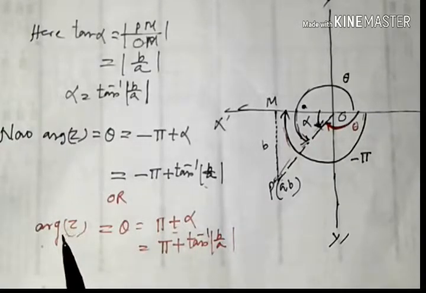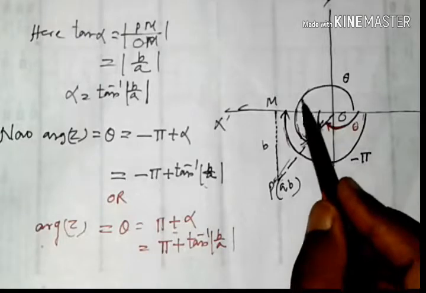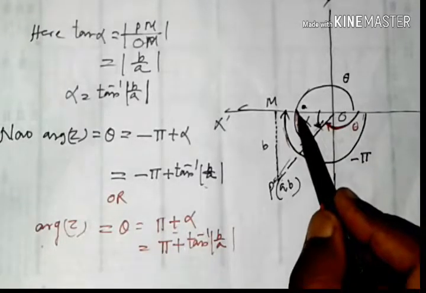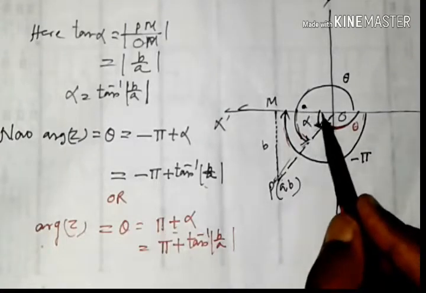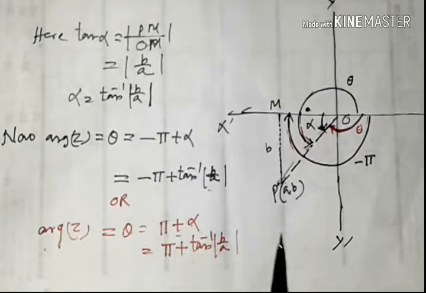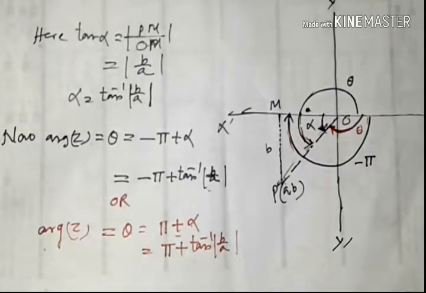Or if the argument of z is theta, if we consider this angle, from this to this there is pi, and then alpha, therefore it is pi plus tan inverse b by a.